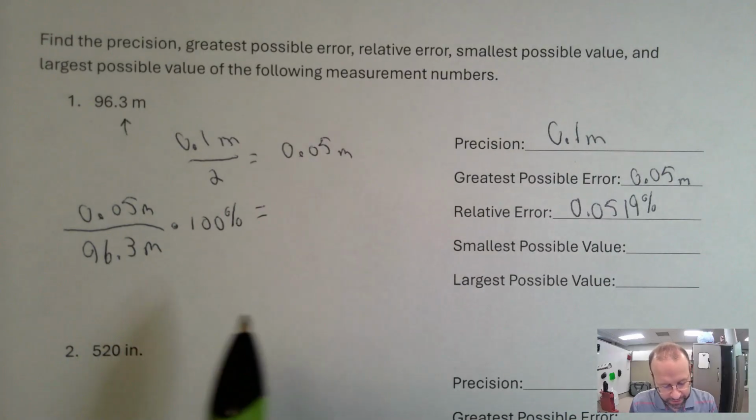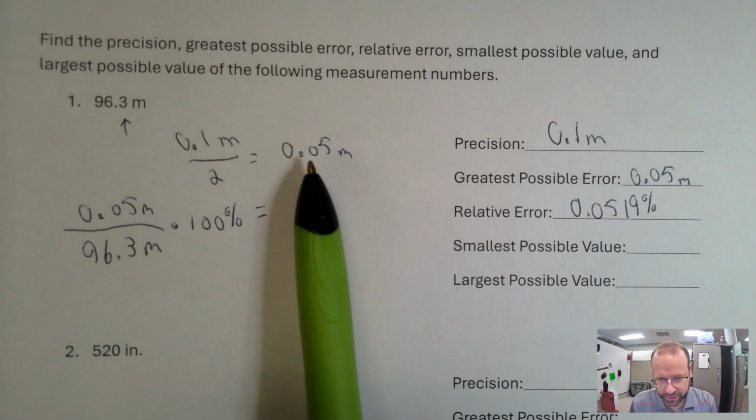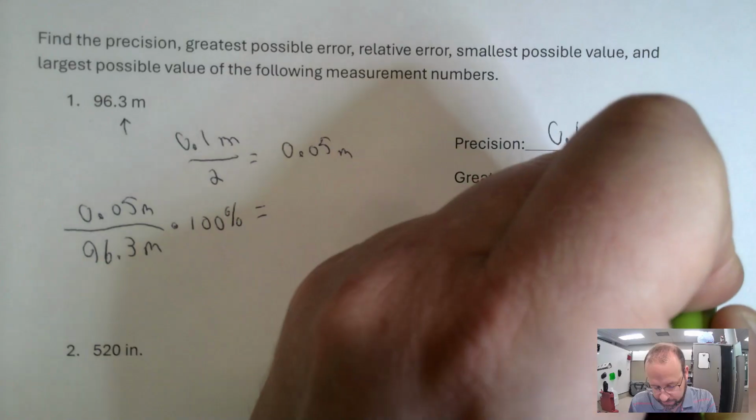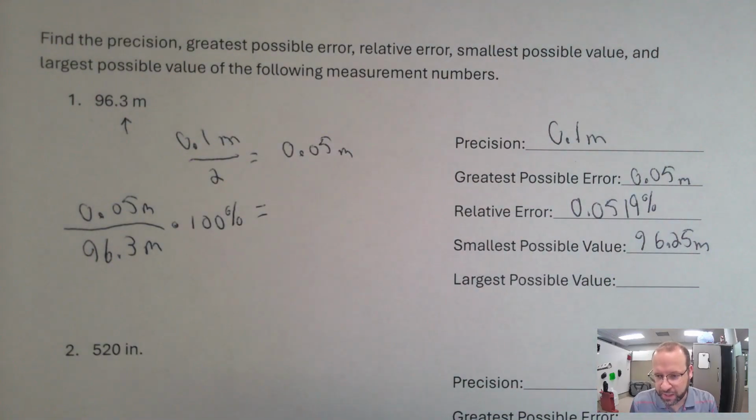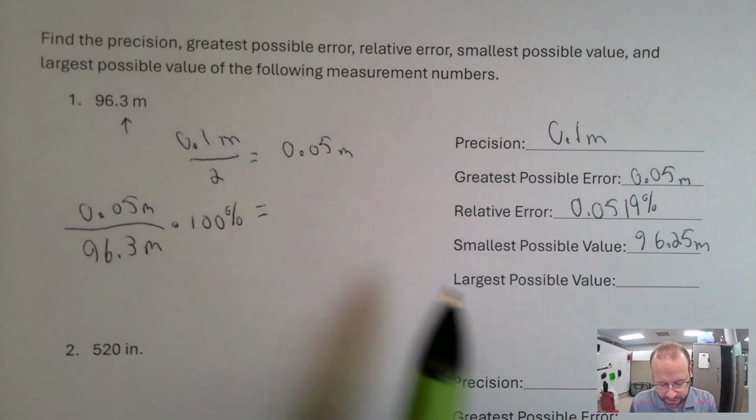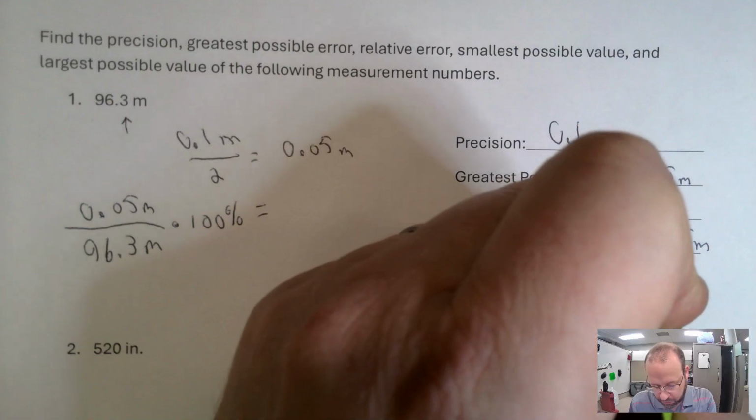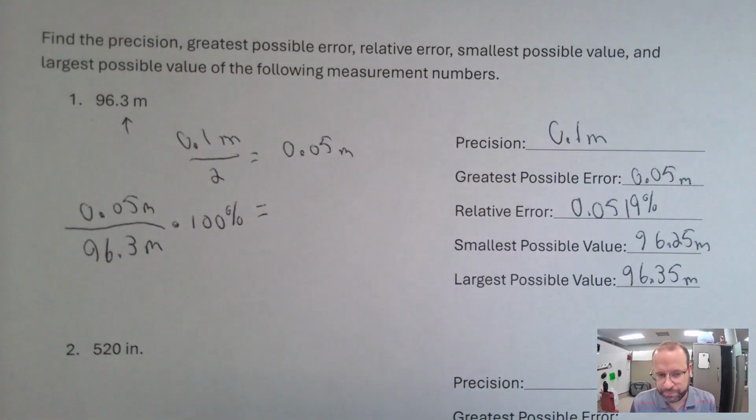The smallest possible value can be found by taking my measurement and subtracting off the greatest possible error, which would give me 96.25 meters. And my largest possible value would be found by taking my measurement and adding the greatest possible error. That would give me 96.35 meters.